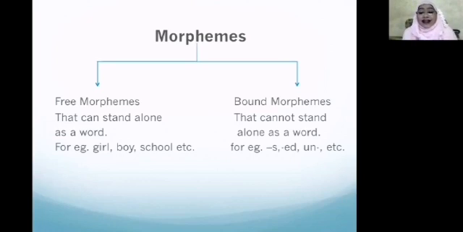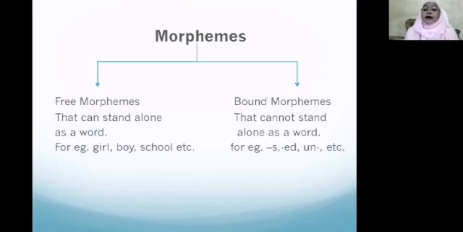Bound morpheme means that it cannot stand alone as a word, okay? But it has a meaning when it is attached to a word. For example, girl means one girl. But when we add S to that noun, it becomes plural, girls. When we say girls, it means more than one girl, right?